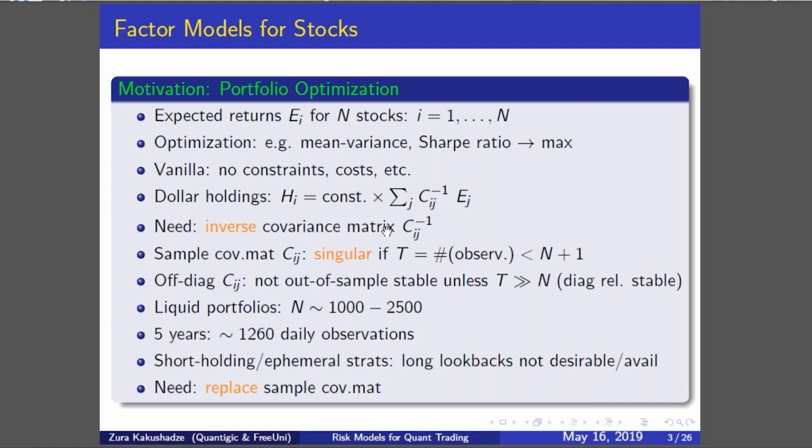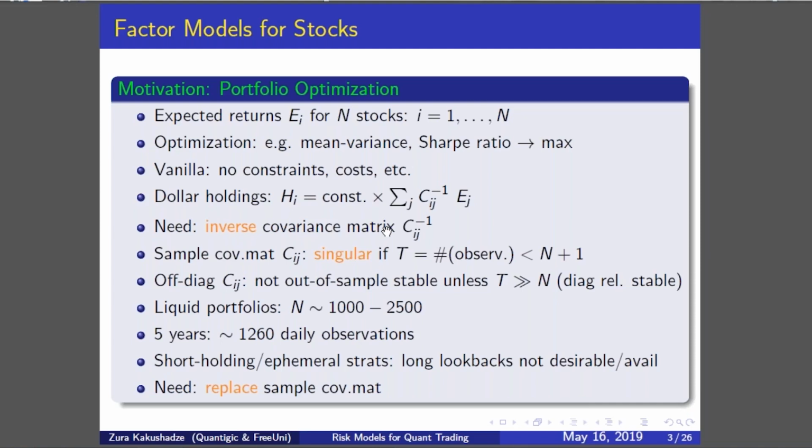And so for quantitative trading strategies, this issue is even more exacerbated. And therefore, what you need to do is you need to come up with some kind of a replacement for the sample covariance matrix.